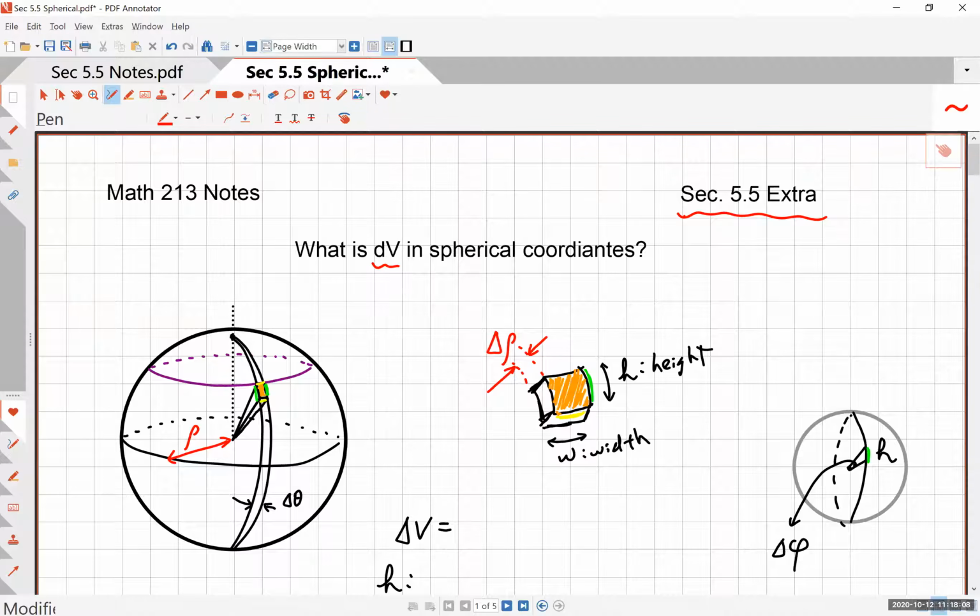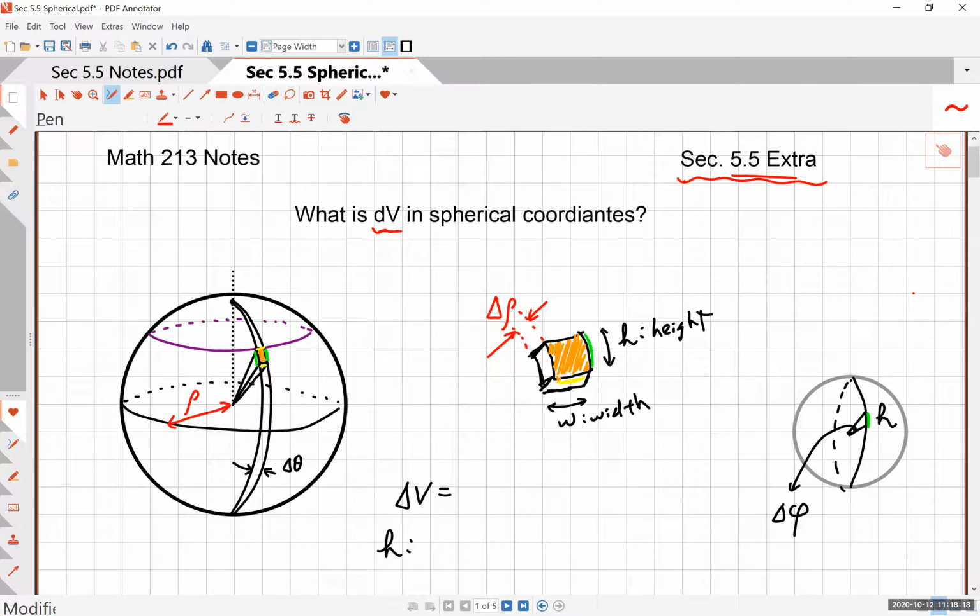All right, so here is a short video as a part of section 5.5, but what is dV in spherical coordinates? As you know, in rectangular coordinate system, dV is easy. It's dx, dy, dz, or any of the 6 permutations of it. For cylindrical coordinate system, that's also pretty easy. dV is r times dz, dr, d theta. All right, not a problem.